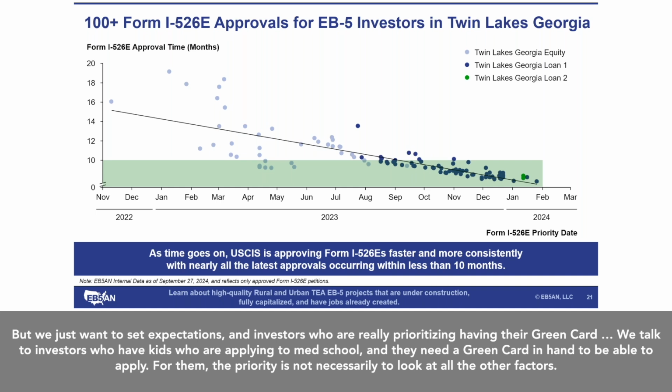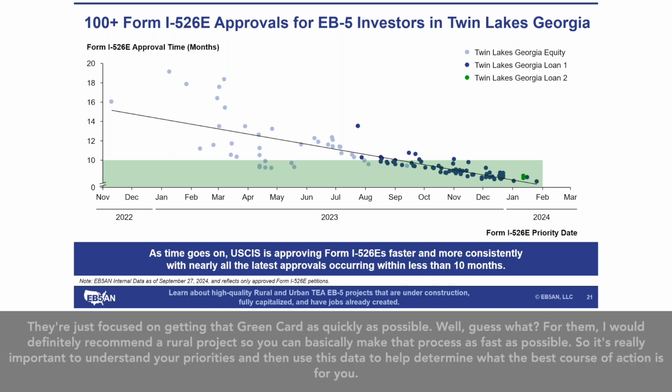We talk to investors who have kids who are applying to med school and they need a green card in hand to be able to apply. For them, the priority is not necessarily to look at all the other factors. They're just focused on getting that green card as quickly as possible. Well, guess what? For them, I would definitely recommend a rural project, so you can basically make that process as fast as possible. So it's really important to understand your priorities and then use this data to help determine what the best course of action is for you.